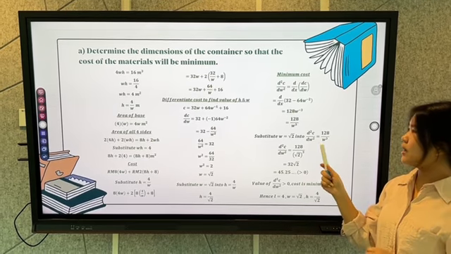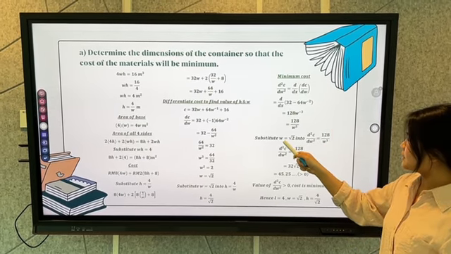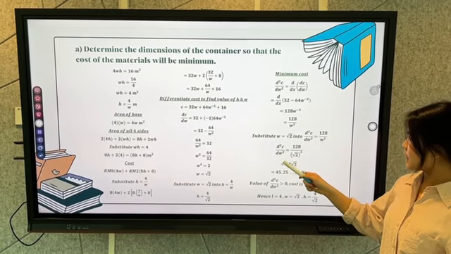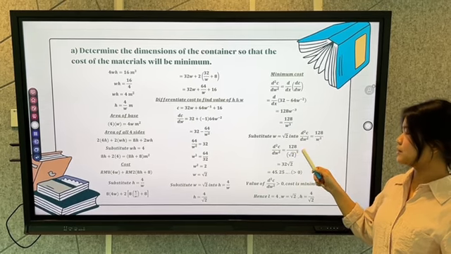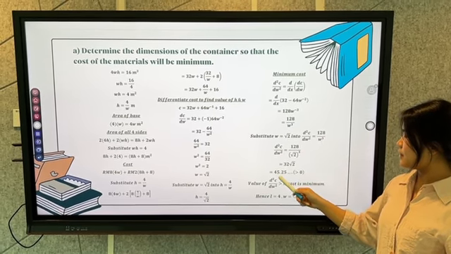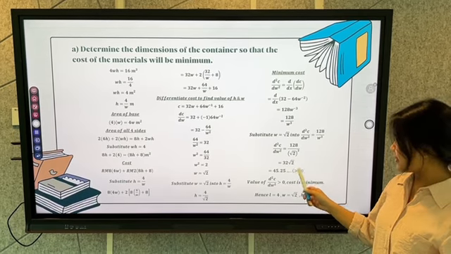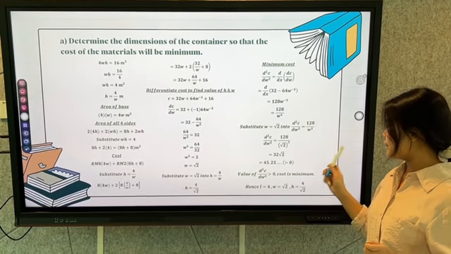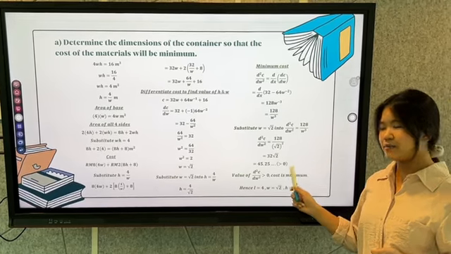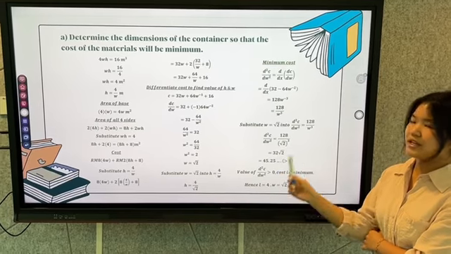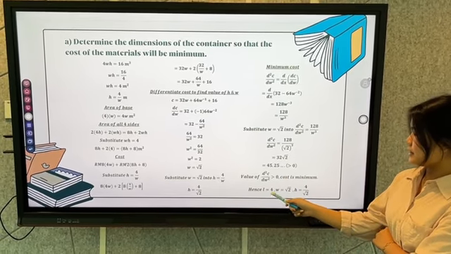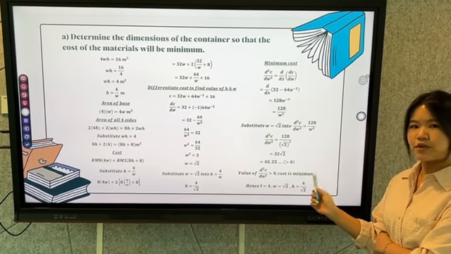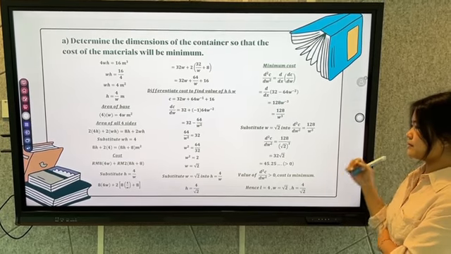To find the value of the second derivative, we can substitute w equals square root of 2 into this equation. After substituting w equals square root of 2, we get a value of 45.25. This value is greater than 0, and it is positive, so it means that the cost is minimum. So the overall dimensions are: L is fixed, which is 4, w equals square root of 2, and h equals 4 over the square root of 2.